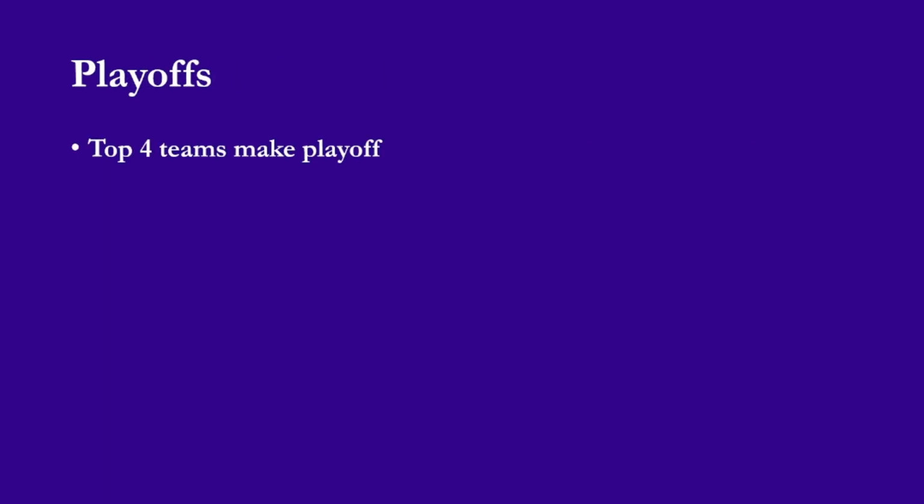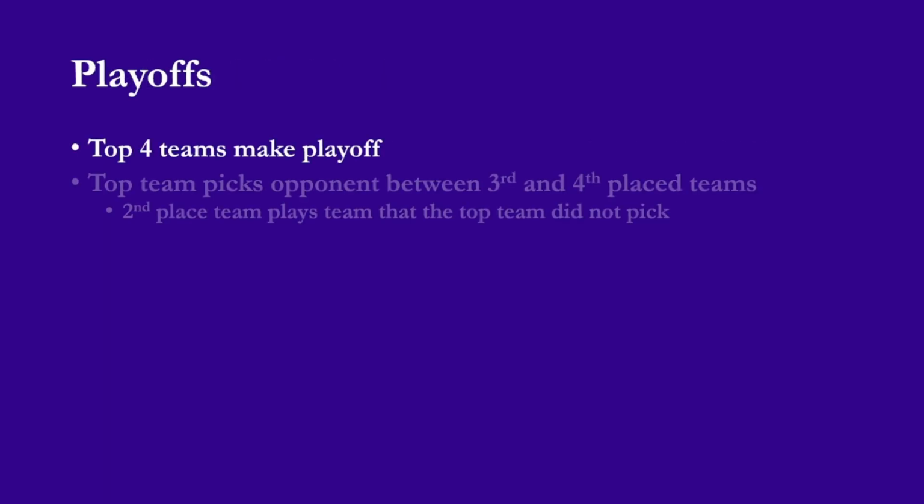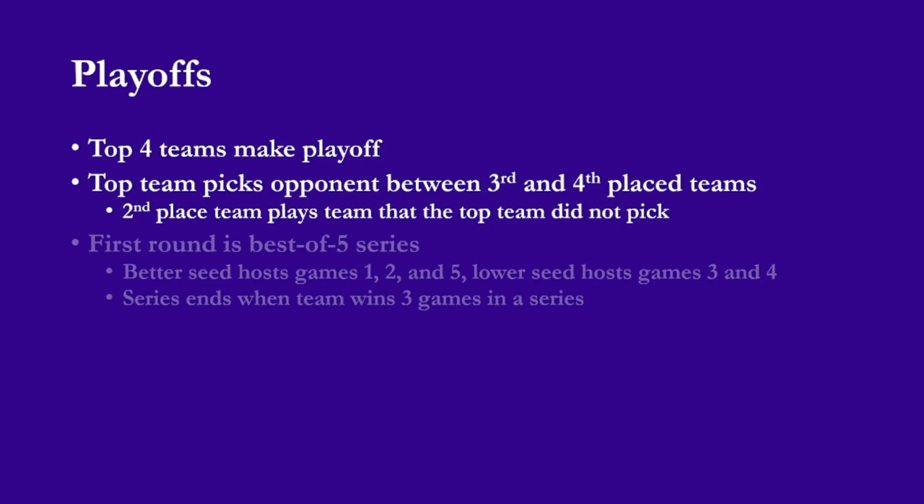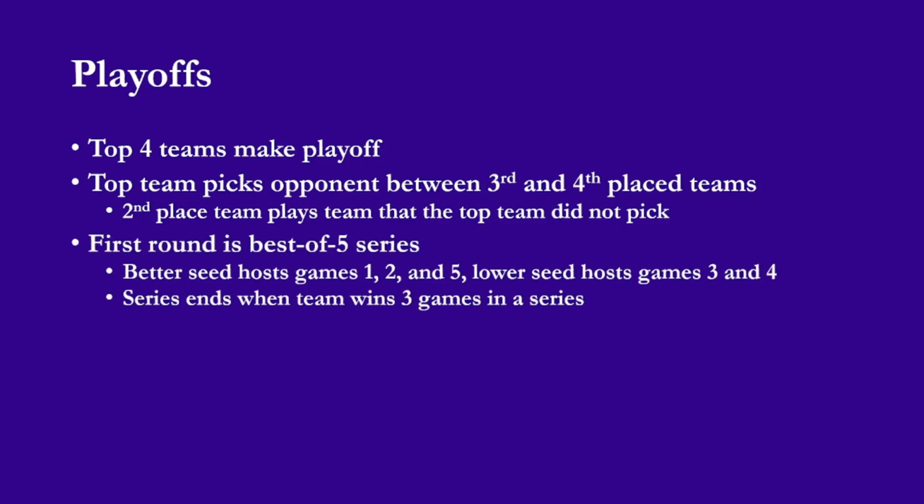As mentioned, the top 4 teams all duke it out in the playoffs, and the top team gets to pick their first round opponent from the 3rd and 4th place teams in the standings. Whoever they don't pick will play the second place team. The first round is a best-of-5 series where the better-seeded team hosts games 1, 2, and 5, while the lower-seeded team hosts games 3 and 4. The series ends when a team wins 3 games, so if one team wins all 3, there's no game 4 and 5, and it's called a series sweep.